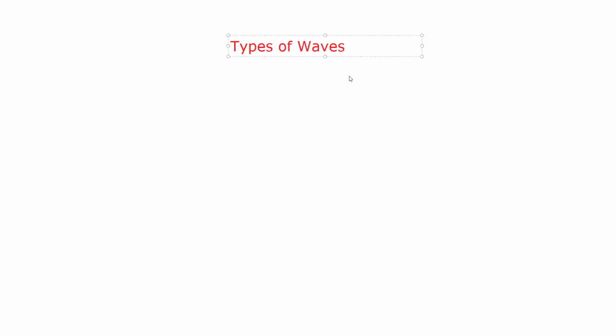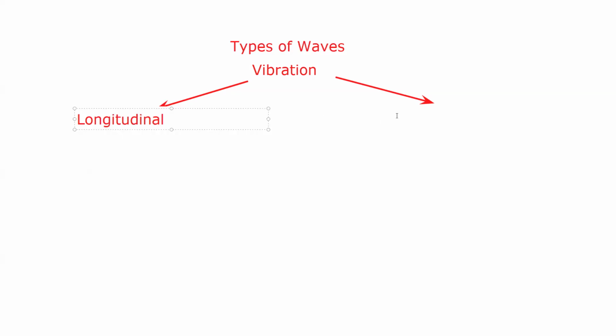The types of the waves can be in terms of the vibration of the particles, how the particles are moving. But it's not always the vibration of the particle. It can be vibration of the field as well. Later, we will discuss electromagnetic waves, so we'll discuss how the field vibrates. So in terms of the vibration, it can be longitudinal or it can be transverse.